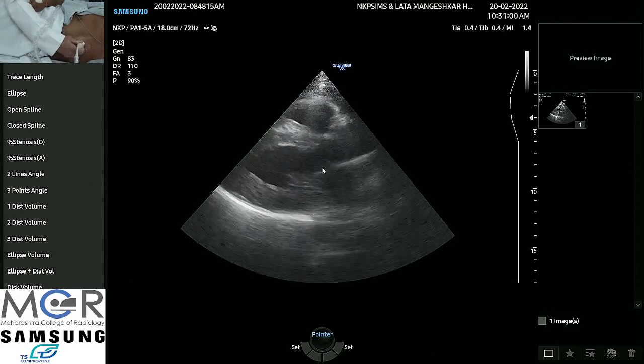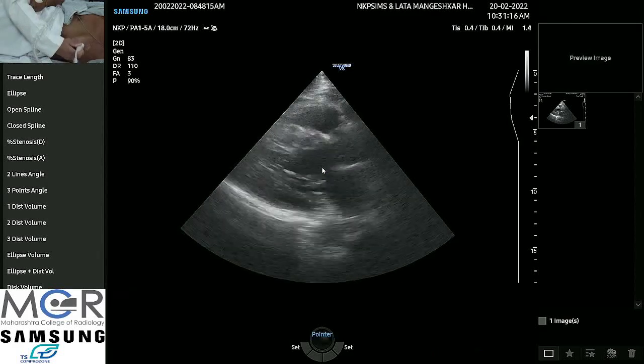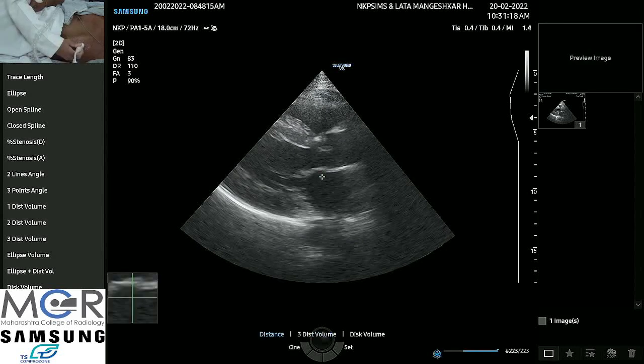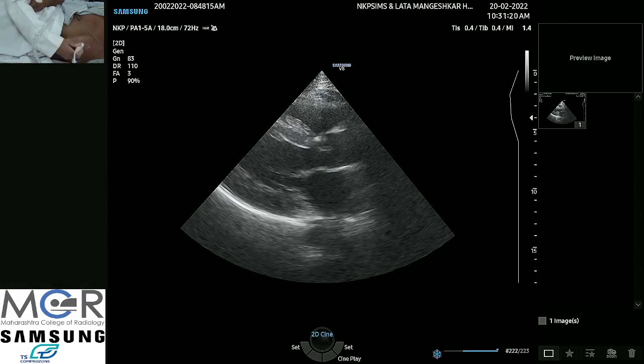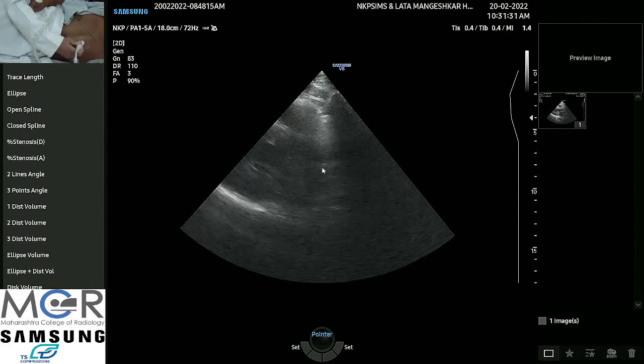This orientation of the probe is very crucial, because in congenital heart diseases, the right ventricle can be on the left side of the heart. So this you can make out only by this probe orientation, otherwise you cannot make out. You can see the aortic cusp. The upper cusp is right coronary, and the lower cusp here is non-coronary. As I told you, you can zoom.